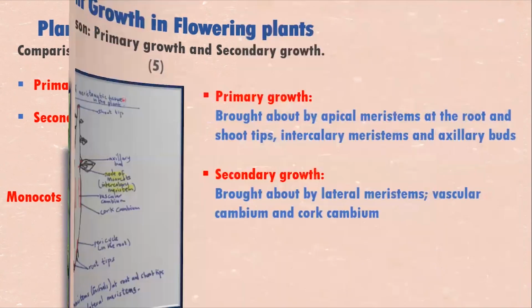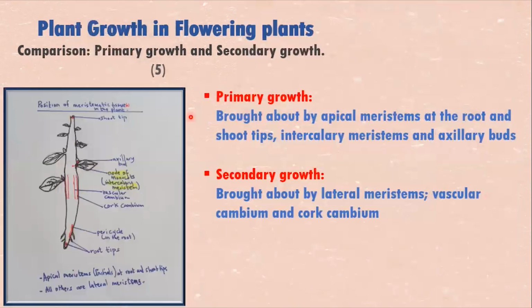So what are the tissues that produce primary growth? These are the meristems, and the meristems are the apical meristems at the shoot tip, and these apical meristems at the shoot tip produce the shoots, primary tissues, stem, leaves, and some branches. So you have the apical meristem, you have the axillary buds also producing branches in primary growth, and then you have intercalary meristems. These are meristems at the node of monocots. They go to lengthen the internodes.